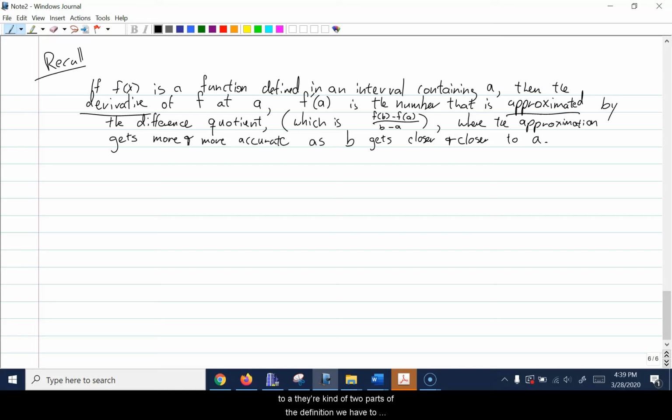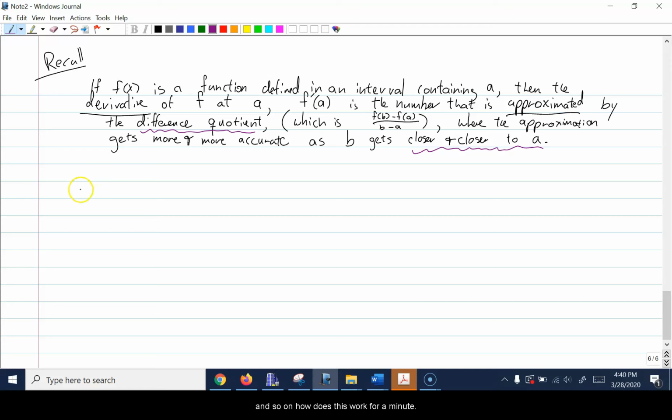There were kind of two parts of the definition. We had to say how you approximate the derivative. You approximate it by computing its difference quotient. And then we also have to say, how do you make that approximation better? The approximation needs to be able to get better and better. And for the derivative, the way you do it is you change that value b to get closer and closer to a. And as long as b is close enough to a, then the difference quotient will be very close to the derivative. You can get more digits, and so on.